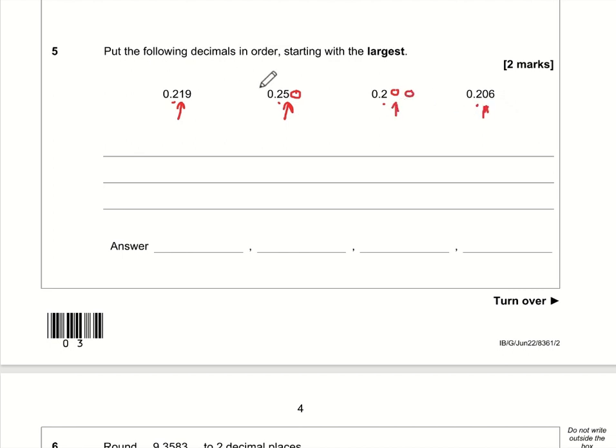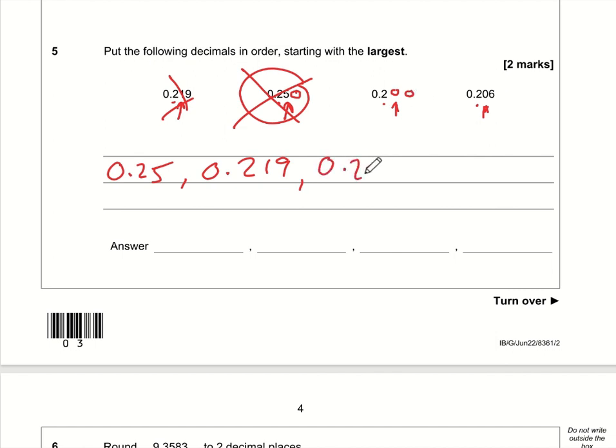So what is the biggest one? 5, 0, 0. Well, obviously it's 5. So 0.25, that is the largest decimal. So again, comparing the second decimal place, we've got a 1, a 0, and a 0. So 1 is greater than 0, so 0.219 is next. And now let's just compare. So we've got a 2, a 0, and a 0. So we're looking at the third decimal place, we've got a 0 and a 6. 6 is bigger than 0, so 0.206 is bigger than 0.200, which I'll just leave as 0.2. So there we go, 0.25, 0.219, 0.206 and 0.2.